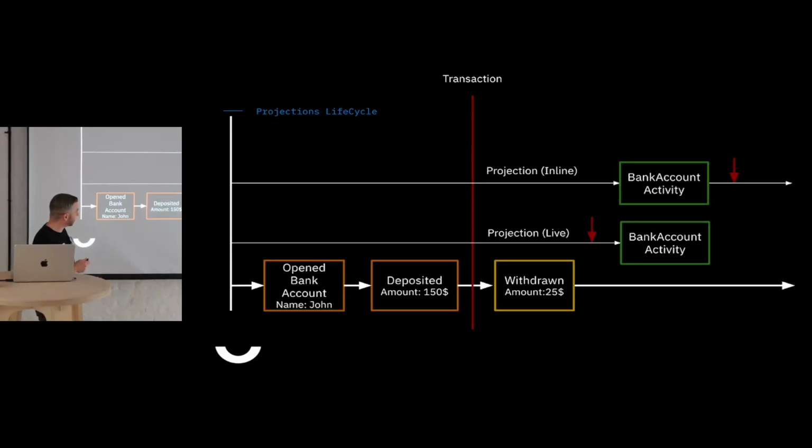The second type of life cycle for projections is, we close the transaction at this point in time, and we append the event and calculate the projection within the same transaction. So we can be pretty sure it will be saved.